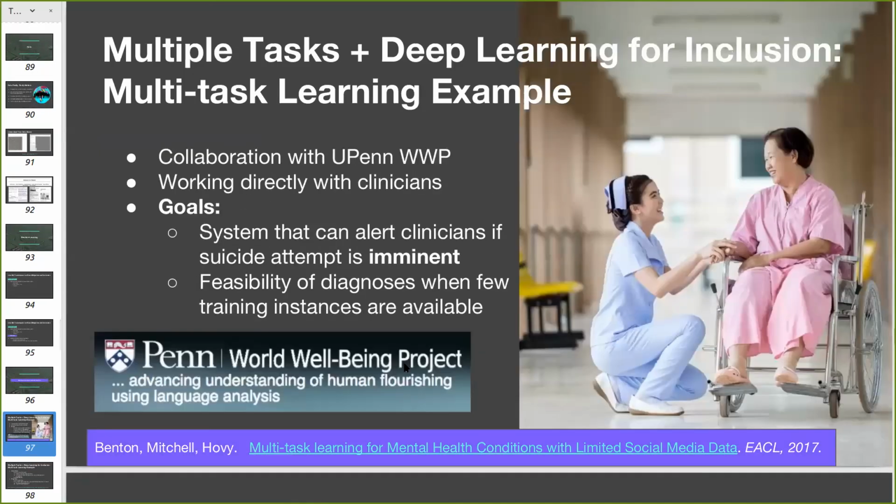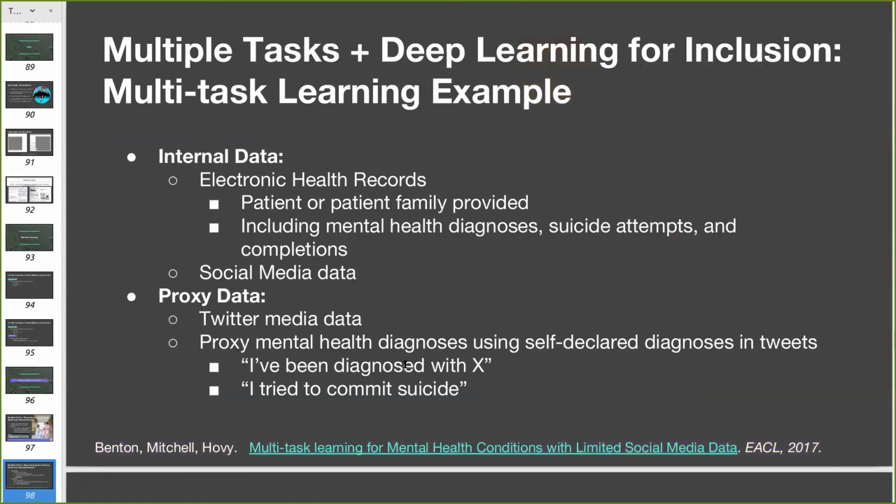So you're trying to come up with a system that alerts the clinicians if a suicide attempt is possible. So the data for this could come from two sources. One is internal data, like the patient health records that are provided by the patients or the patient family. So that's one source of data.